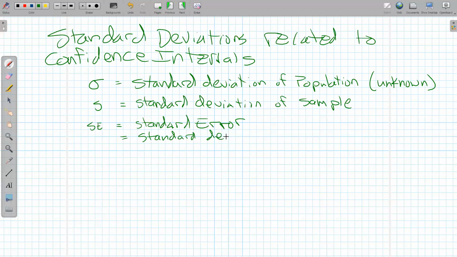Standard deviation of sampling distribution.